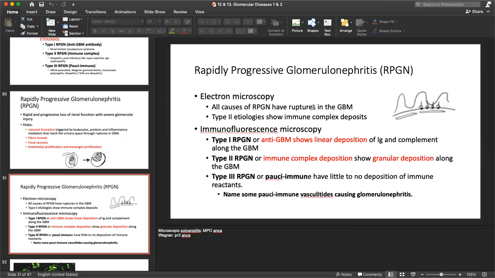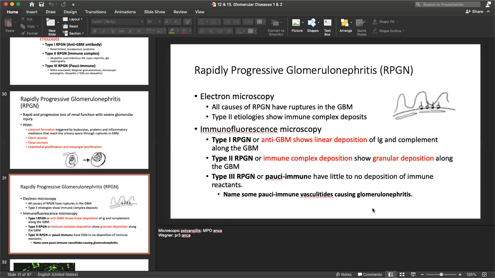All of them will have ruptures in the membrane. Type 2 is going to have immune complexes. So type 1, Goodpastures, is going to show linear deposition. This is where it gets hard. Type 2 is going to be immune complex, so it's going to have a granular deposition. And then type 3 is pauci-immune.